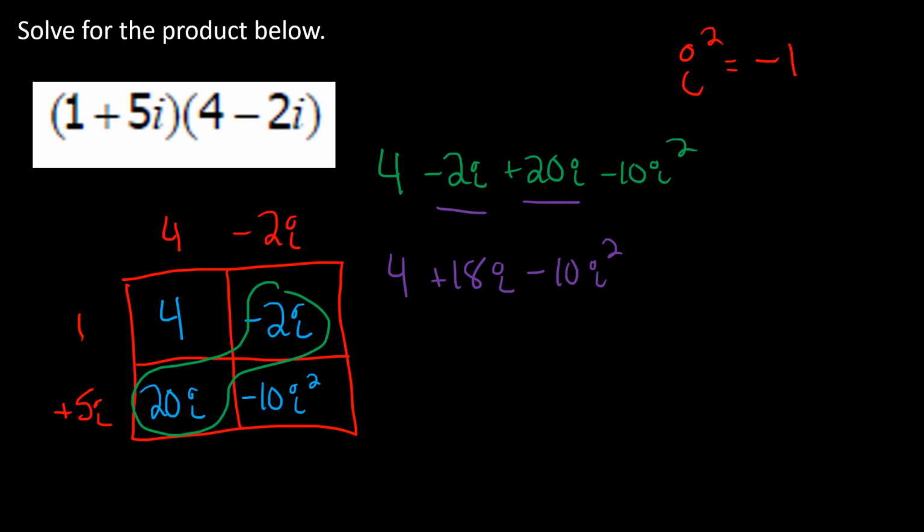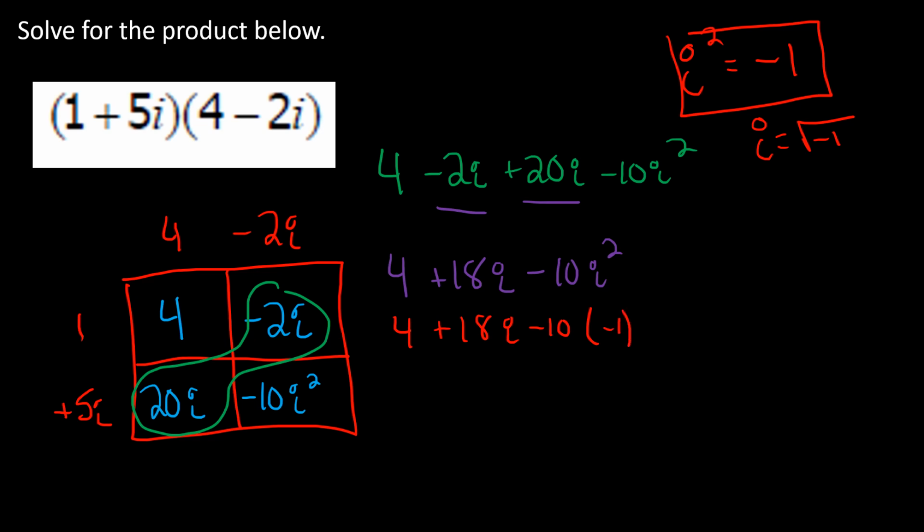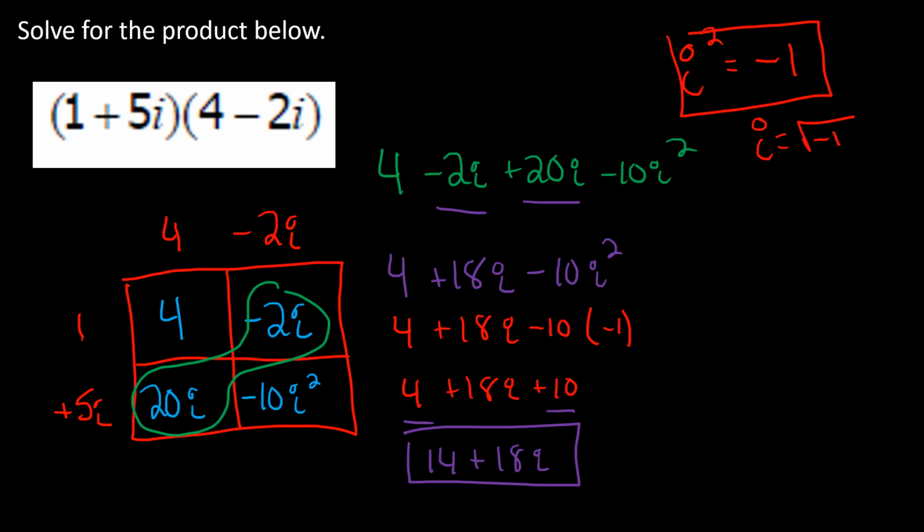This is because when we saw this in the past, we found out that i was equal to the square root of negative 1. But knowing that i squared is negative 1, this changes the setup to where we're going to end up having 4 plus 18i minus 10 times a negative 1. So when we clean this up, we'd have 4 plus 18i. Negative 10 times negative 1 would be a plus 10. We can combine like terms. 4 plus 10 is 14 plus 18i. And we're done. So again, this takes older skills of multiplying binomials, which we've done in the past, with newer skills of identifying complex numbers and working with these squares.